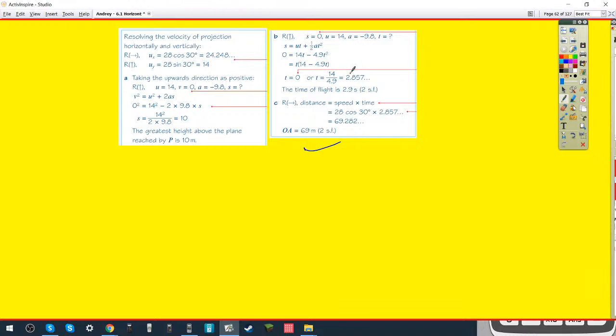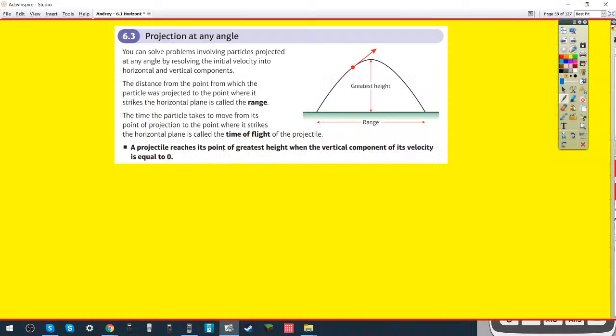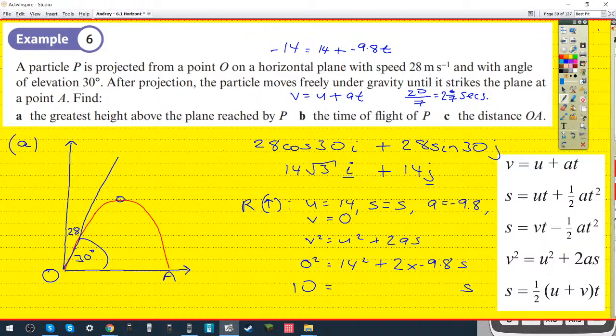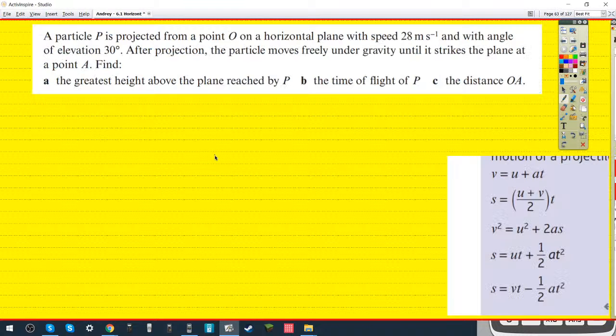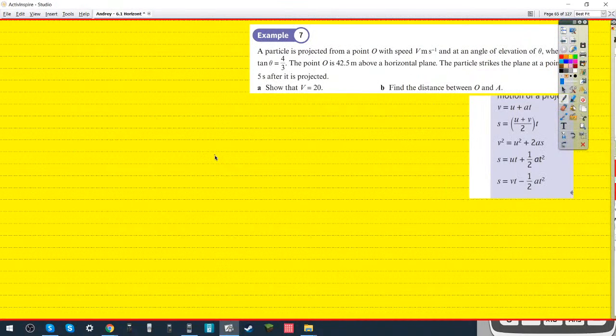Time was 2 and 6 over 7. Yep. And taking upwards, it was 10. Yeah. So split it into 2. Horizontally, 28 cos 30. Vertically, 28 sine 30. From there, 3 things you know, 1 thing you need. Any questions with that? No. Greatest height, velocity is 0. When it goes back down, velocity will be the negative of what it started at.